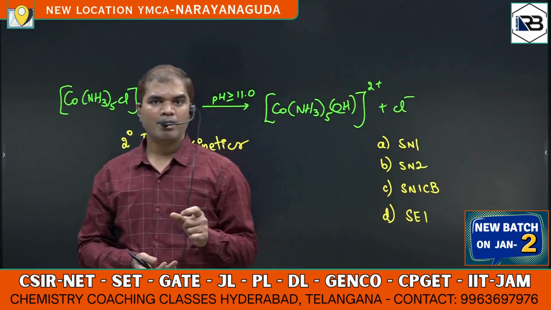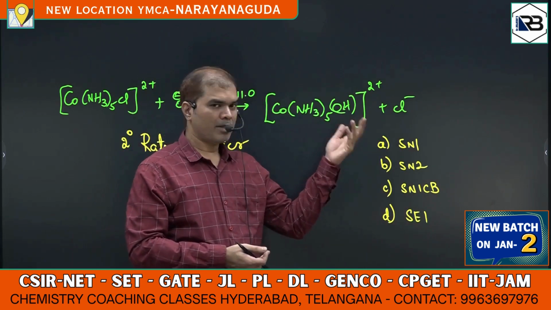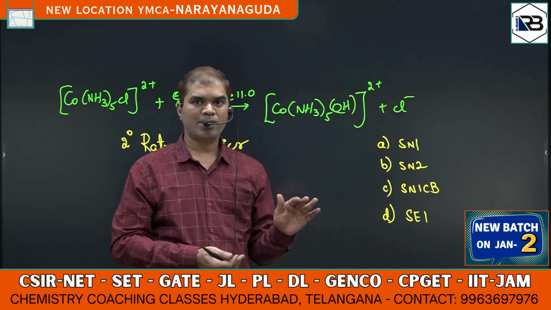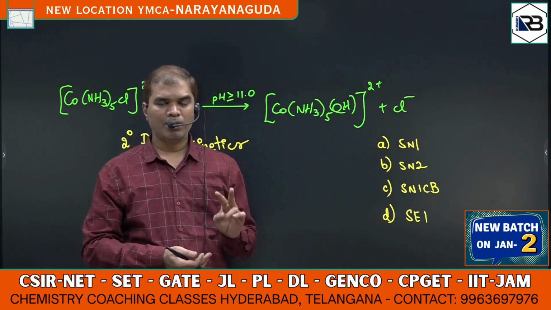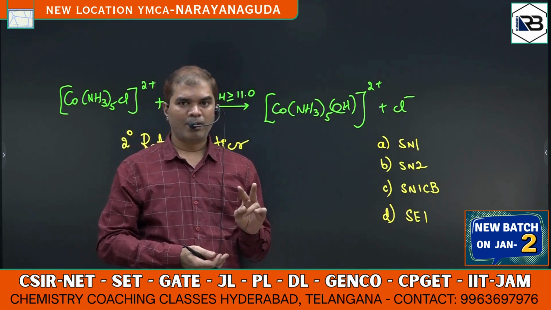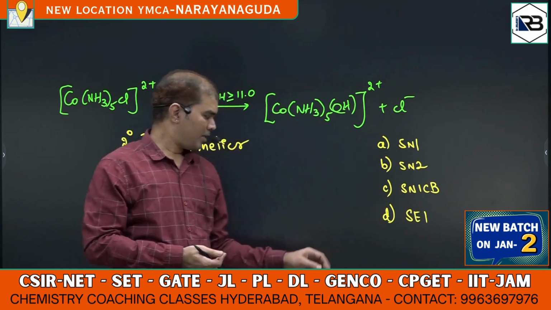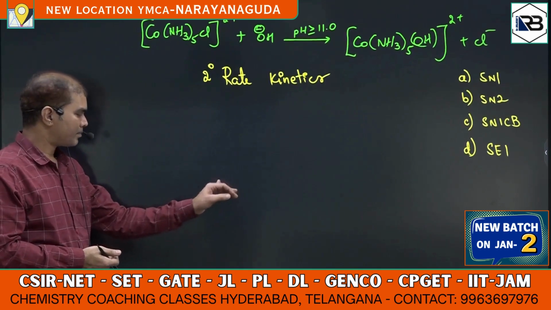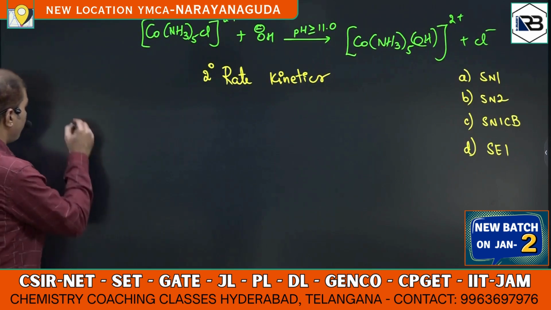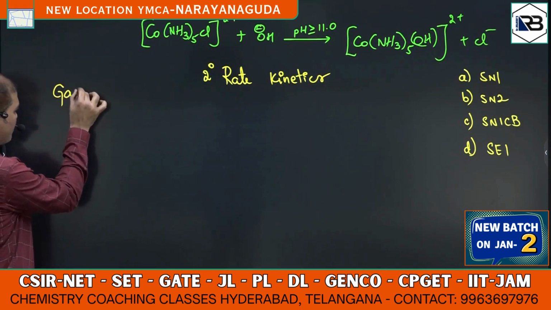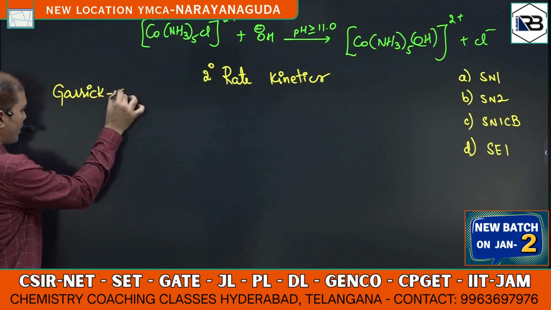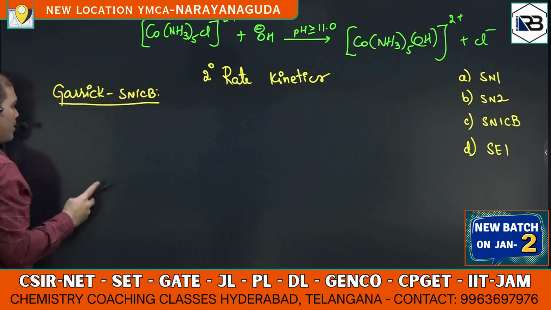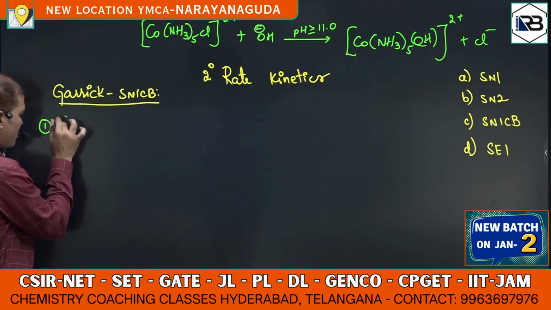But even if I replace that OH minus with other better nucleophiles like azido or SCN minus, there was no increase in the rate of the reaction. So these two things were unexplained according to the SN2 pathway. Therefore, there is a scientist called Garrick. He proposed a new pathway, and that pathway is called the SN1-CB pathway. Garrick has proposed the SN1-CB pathway, substitution nucleophilic unimolecular via conjugate base.